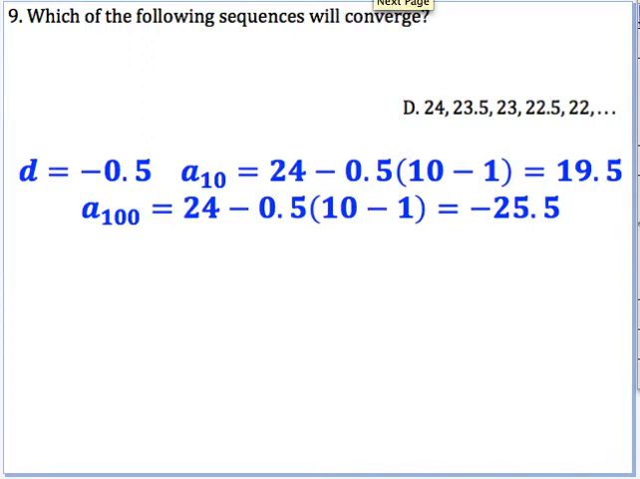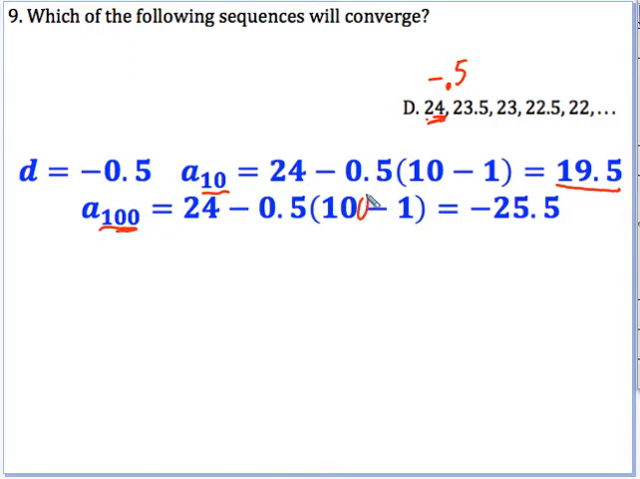Let's look at D. So this one is a common difference. So I'm subtracting by 0.5 each time to get to the next term. And some of you might say, well, eventually this is getting to 0. Well, you want to check that. Let's see if it does get to 0 or if it keeps on going past 0. So my first term is 24, and I'm looking for my 10th term, and I find that the 10th term is 19.5. That's awesome. Let's put in 100 in for my n value.